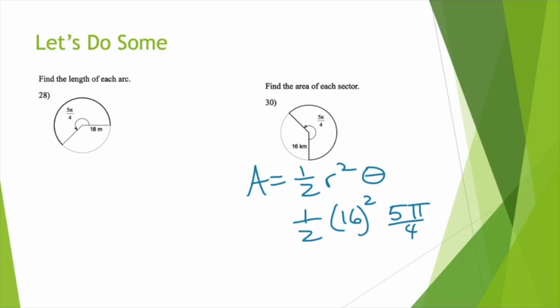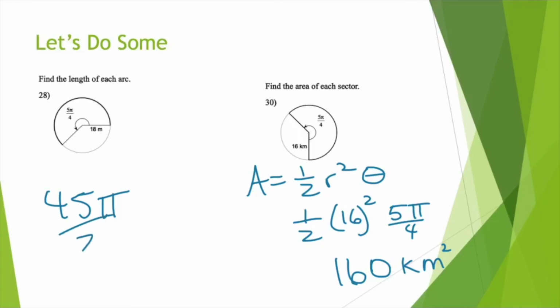When I was done, I got 160. Now, we need to remember that this has units here, kilometers. So we need kilometers squared. And our previous question that we had was 45 pi over 2. We needed to put our units of meters on that one.